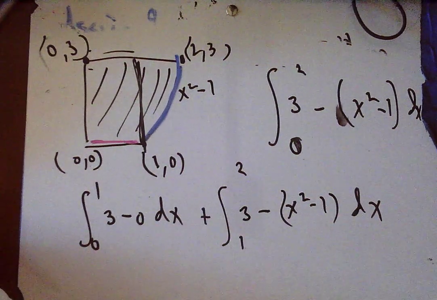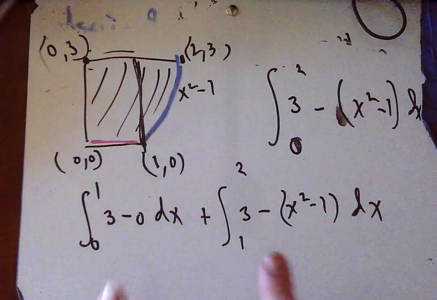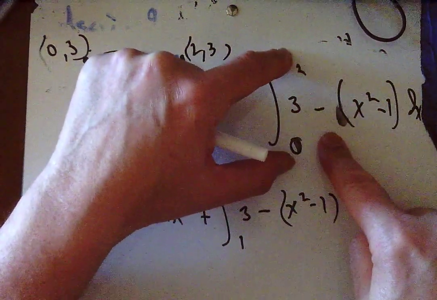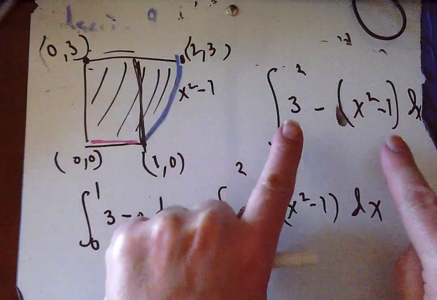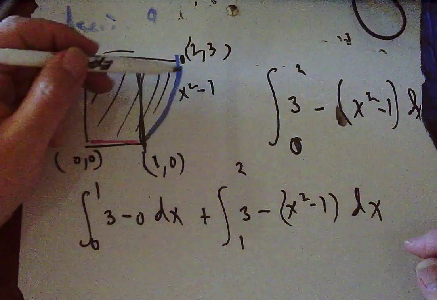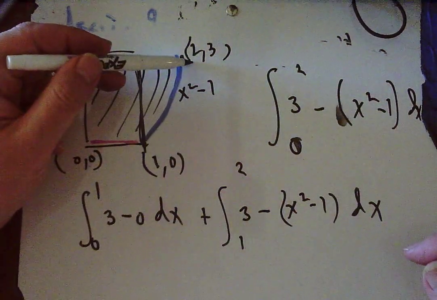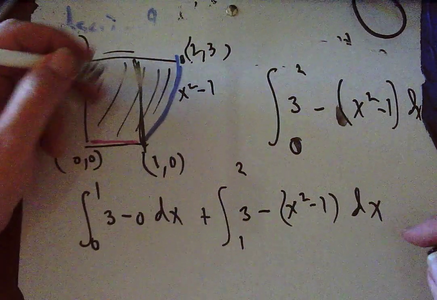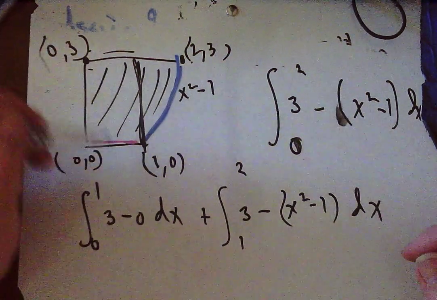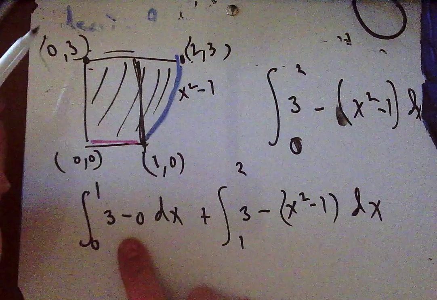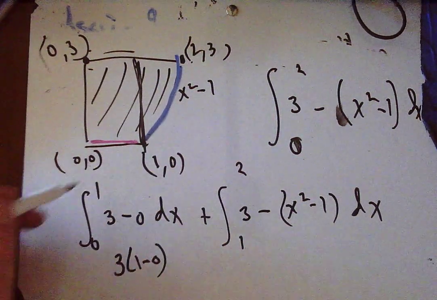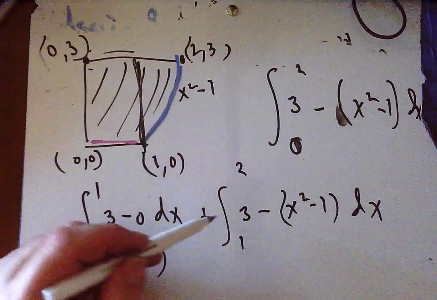Right. This is neither of these. This is trying to do the whole amount as though this was always the bottom function. And no, only from 1 to 2 is the blue parabola the bottom function. Over here, now I got that horizontal thing. That's this going on. So 3 times 1 minus 0 is the value of that integral.